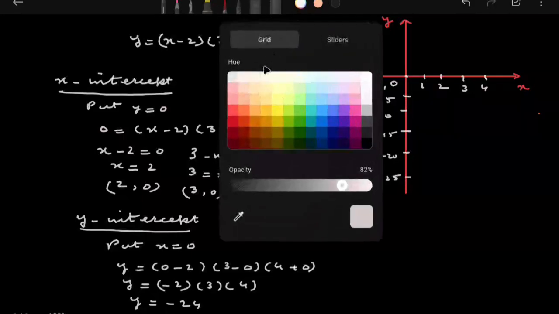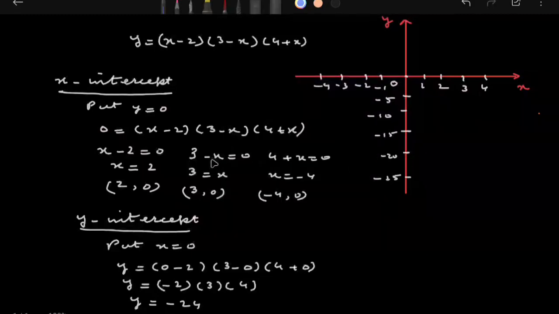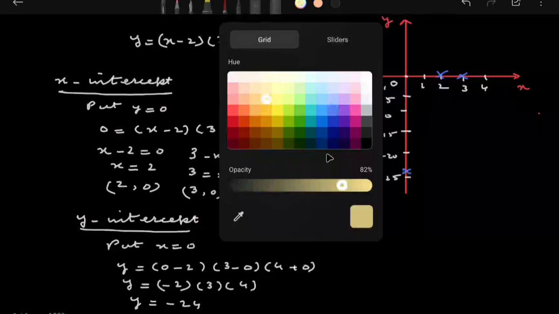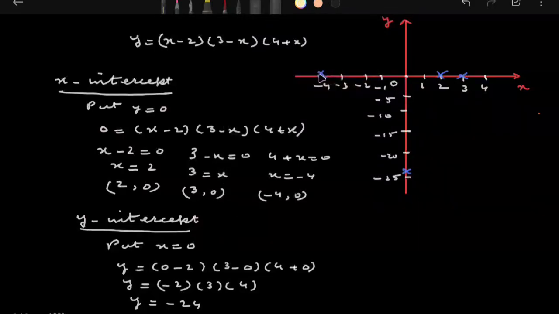Now we'll plot them. (2, 0) would be here, and (3, 0) would be here, and the last one would be (-4, 0), and for the y-axis coordinate, (0, -24) would be here. Now we are going to join them and get a smooth curve.